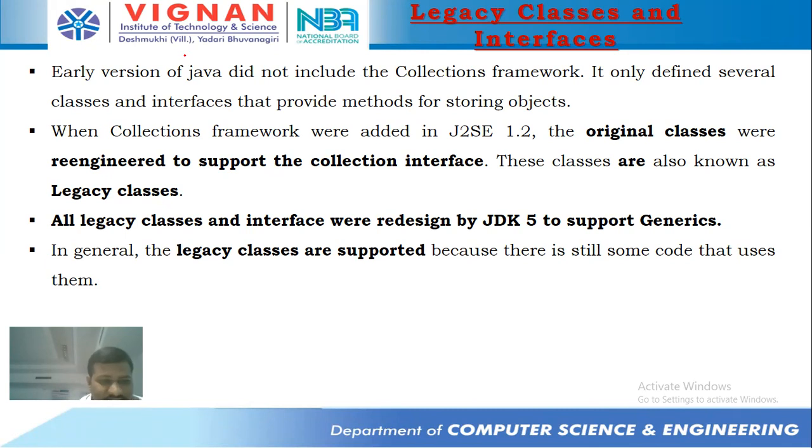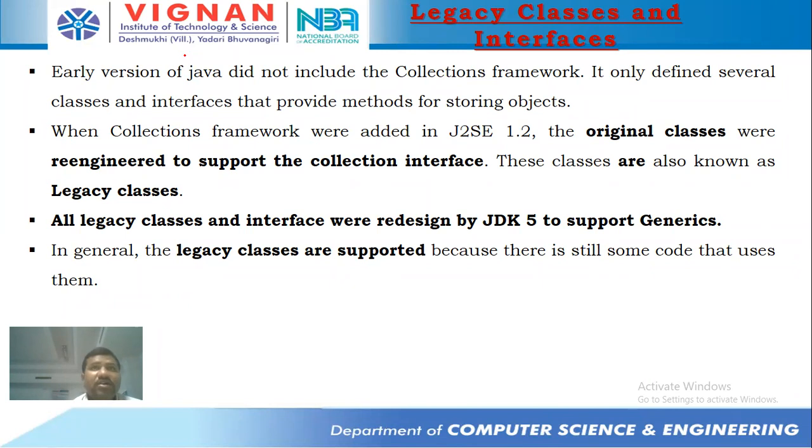And all the classes were re-engineered to support this collection framework, and these classes are known as legacy classes. All legacy classes and interfaces were redesigned by JDK 5 to support generics. In general, legacy classes are supported because there is still some code that uses them. Okay, so very simple thing: all these classes which were there in 1.0 and 1.1 version were added into this 1.2 version to support the collection framework, and these classes can be called legacy classes. That's the reason those classes which were there in 1.1 version can be called legacy classes, that I already said many times, right?